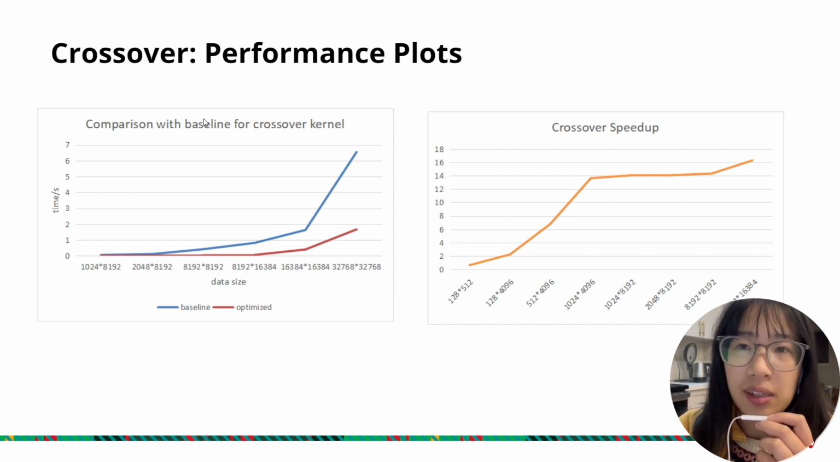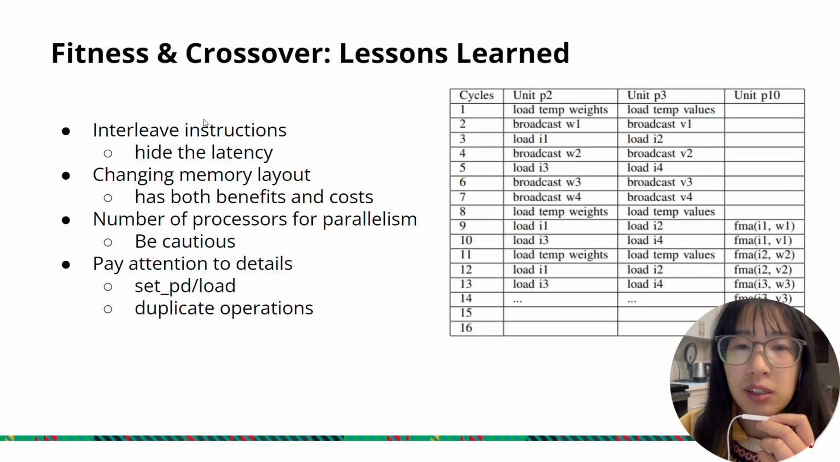And here are some lessons learned from crossover and fitness kernels. The first one is to interleave the instructions. For example, in crossover, the store and the load instructions are the bottleneck because we have many of them, and we try to interleave them and hide the latency, which is very important to our performance.